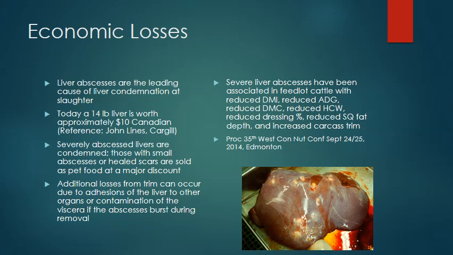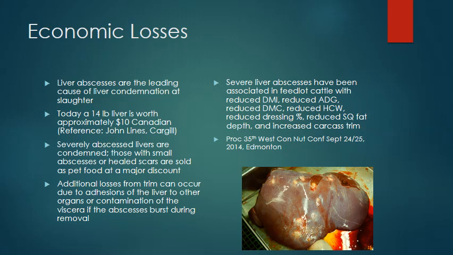What are the economic losses from liver abscesses? Well, they are severe. If you look at beef quality audits done in Canada and the U.S., the largest cause of condemnation at slaughter is due to liver abscesses. According to John Lyons from Cargill, today a 14-pound liver, which is approximately the average weight of a liver, is worth $10 Canadian. These severely abscessed or A-plus livers will be condemned. Those with small abscesses or healed scars may be downgraded to a pet food liver, but they're sold at a major discount.